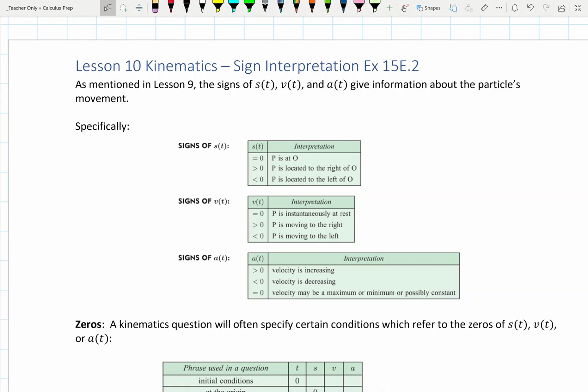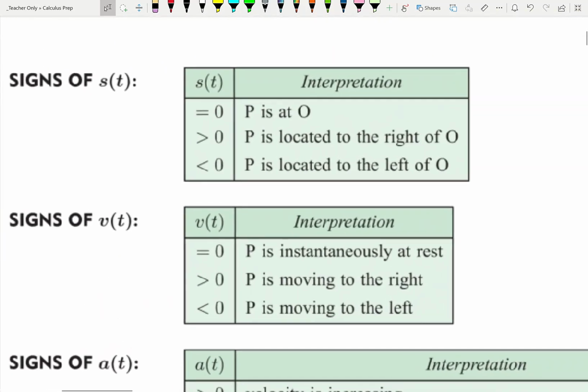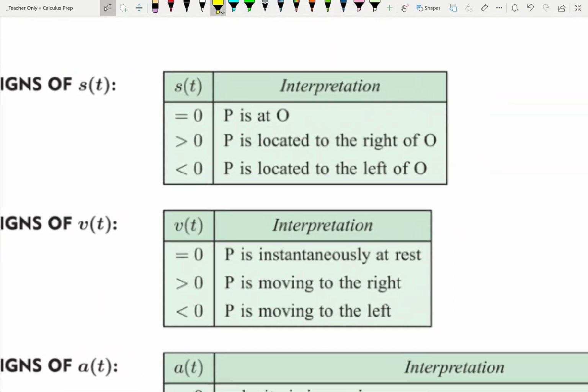An important feature in kinematics is the signs of displacement, velocity, and acceleration. We need to know what they mean individually, and we need to know what they mean when we combine them in particular ways. So starting with displacement, and each of these tables is in terms of p. So p is the particle or the point, whatever we're referring to, the object that's moving.